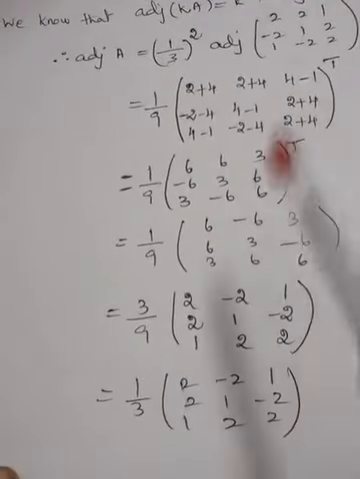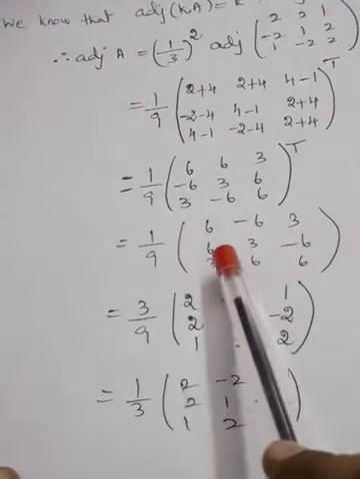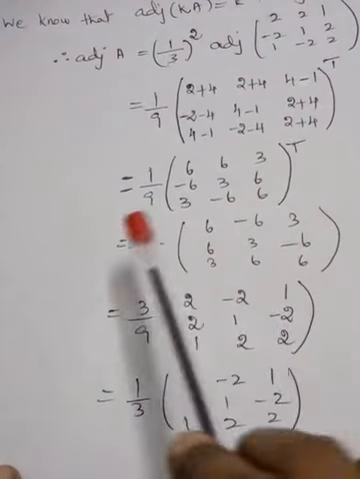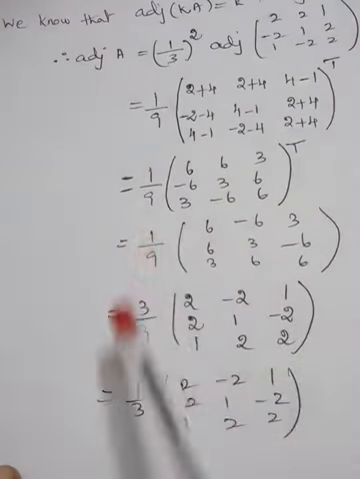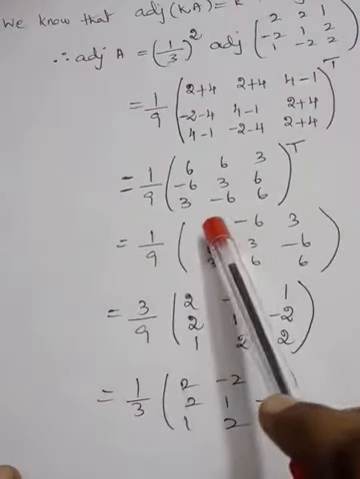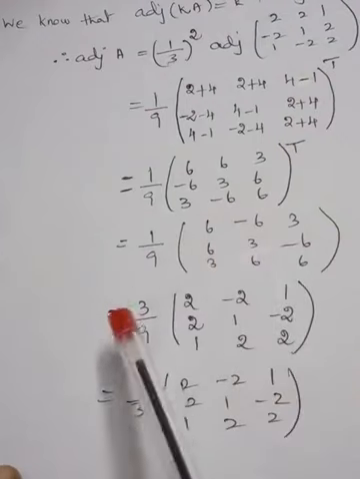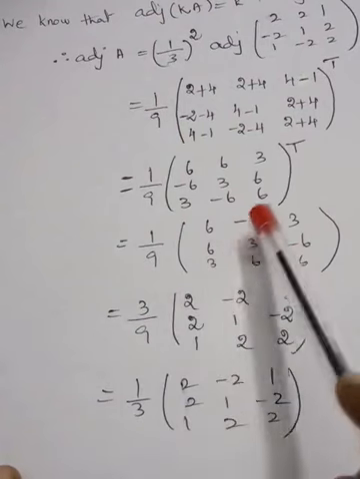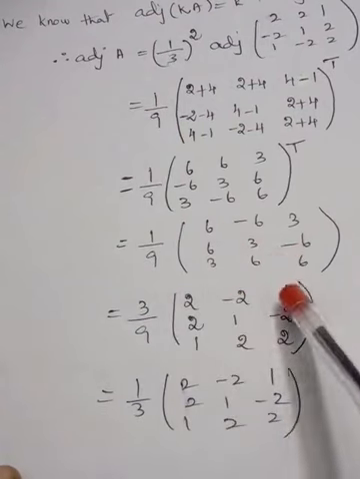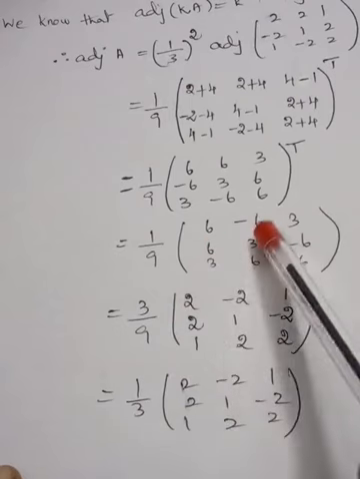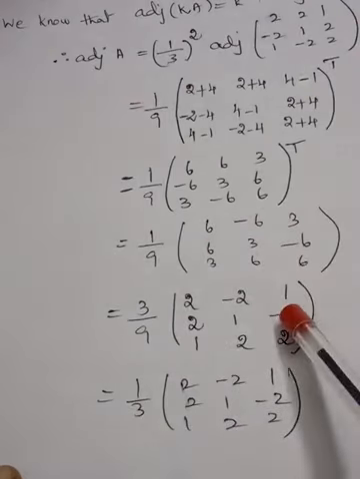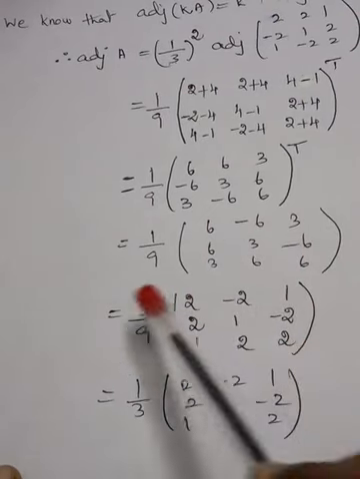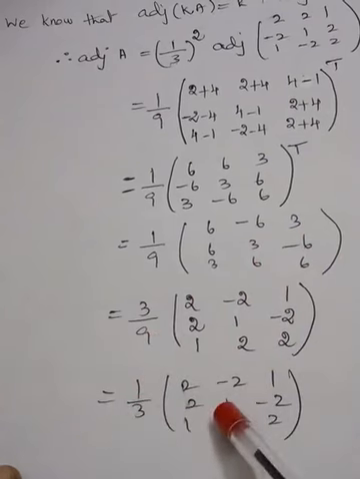Look at each and every term: they are all multiples of 3. So you can take out 3 outside because it is a matrix. Since we have taken 3 outside, each and every term we divide by 3. So 6 by 3 is 2, minus 6 by 3 is minus 2, 3 by 3 is 1, 6 by 3 is 2, 3 by 3 is 1, minus 6 by 3 is minus 2, 3 by 3 is 1, 6 by 3 is 2, 6 by 3 is 2. So 3 by 9 becomes 1 by 3 into this matrix. That's all.